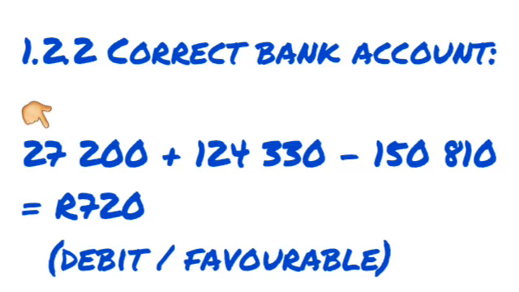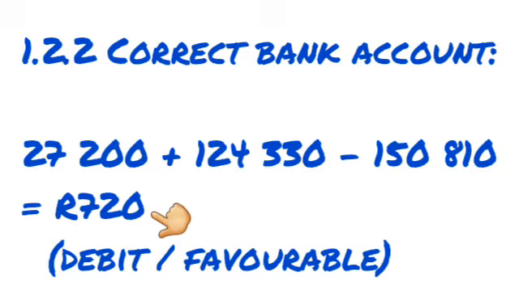So you start with 27,200 and then from there you add the amount that we got when we calculated our new CRJ total. So our CRJ total was now 124,330. Then we minus the new total that we got for our CPJ, which was 150,810, and you punch it all in the calculator and it gives you a balance of a positive 720.